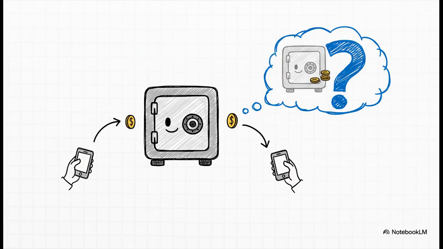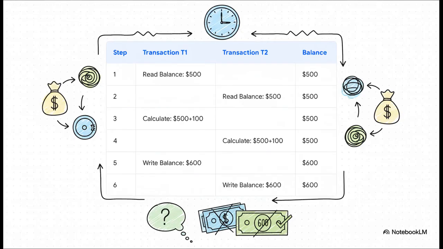Okay, let's make this even more real with a classic example, a simple bank account. Let's say you and your partner share an account, and right now it's got $500 in it. You both, from different phones, decide to deposit $100 at almost the same time. Easy, right? The final balance should obviously be $700. But let's see what can happen if the database isn't careful. So check this out. Let's watch how a database might mix up the steps from these two transactions. We'll call them T1 and T2.